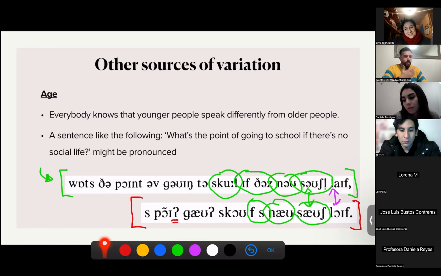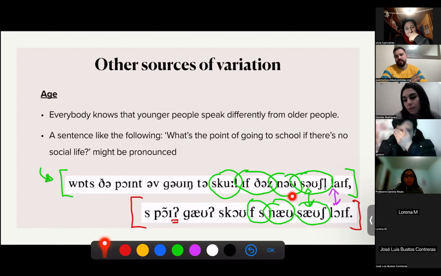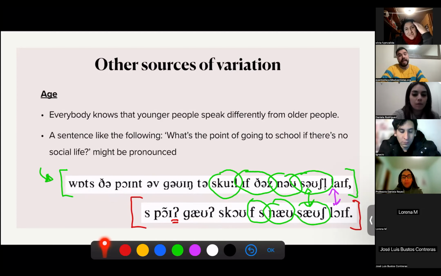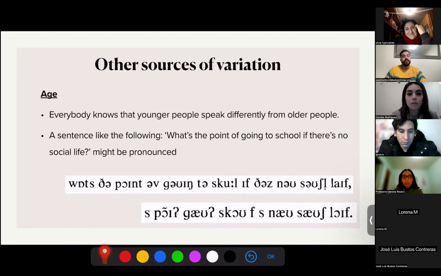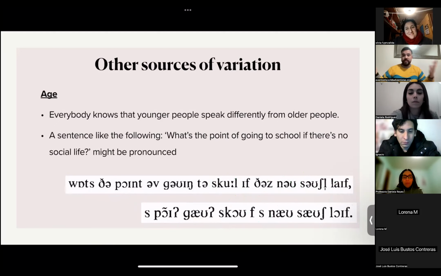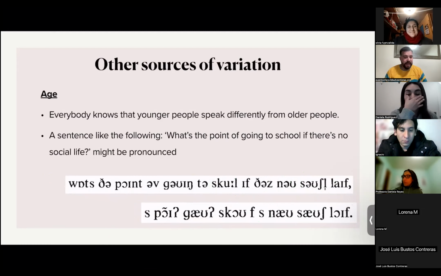Imagine that. Like, what's the point of going to school if there's no social life? And a young person would say, boy goes to school for no social life. Yeah, that's very, very different. Imagine if you had to talk to a young person if you go to London. That's going to be hard for you to get. Same thing with Chilean Spanish. They tend to make sounds shorter, or they just eliminate sounds when they speak.